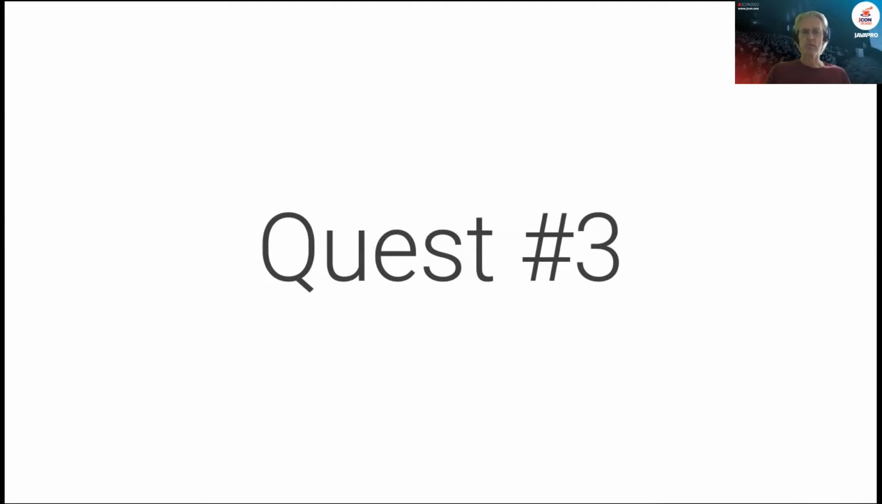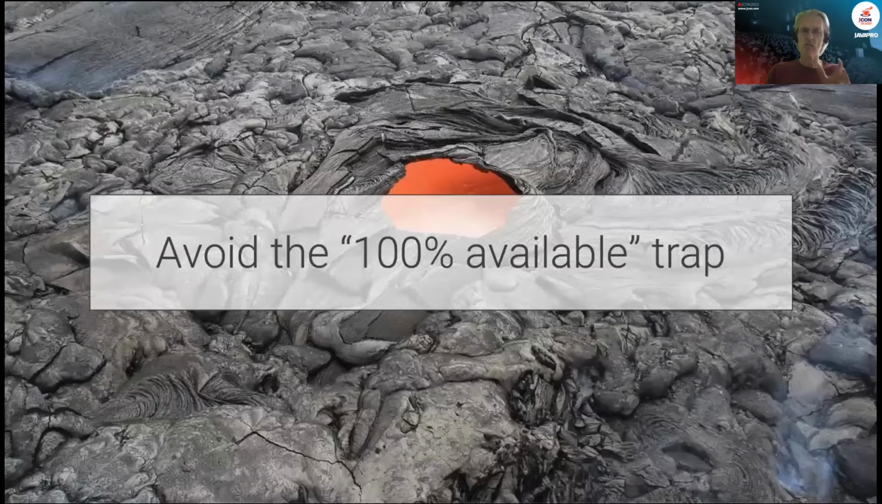The next one I want to talk about is related to that one, but it's a little bit easier to master. It's about avoiding the 100% available trap. So it's basically an effect of what we just talked about, but it's a bit smaller in range. So, to give you an example here.